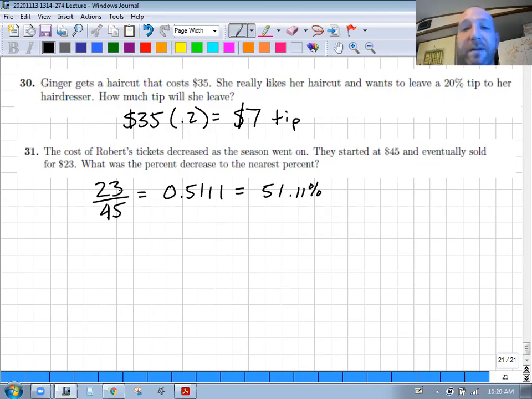decrease, right? Half of 45 would be 22.5. $22.50 would be exactly half, which would be a 50% decrease. This is a little bit more than $22.50. It's $23. So it's a little bit more than a 50% decrease. It's a 51.11% decrease.